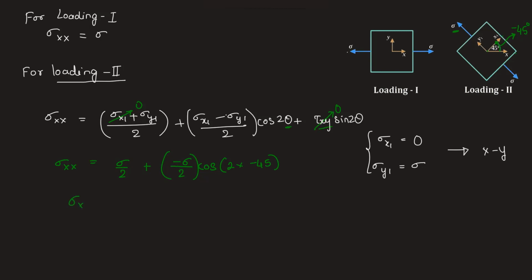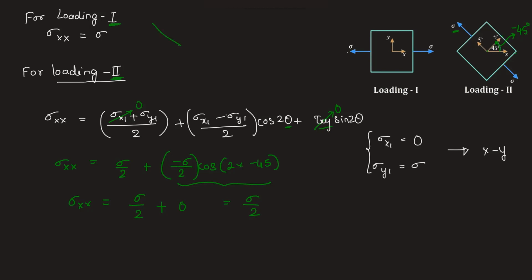Adding them together, we have sigma xx equal to sigma by 2 plus, now this is minus sigma by 2 into cos minus 90. So cos 90 is 0, and therefore this second term also becomes 0. So we have sigma by 2 is the stress in x direction due to loading 2, and sigma is the stress in x direction due to loading 1.